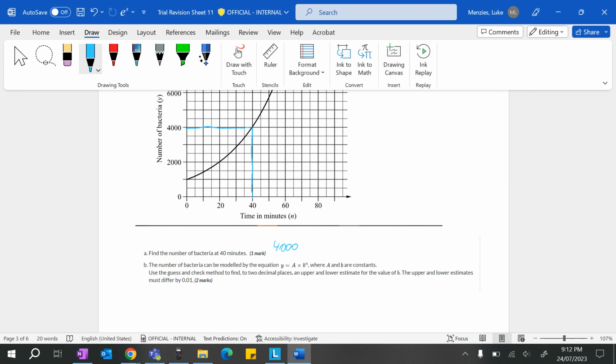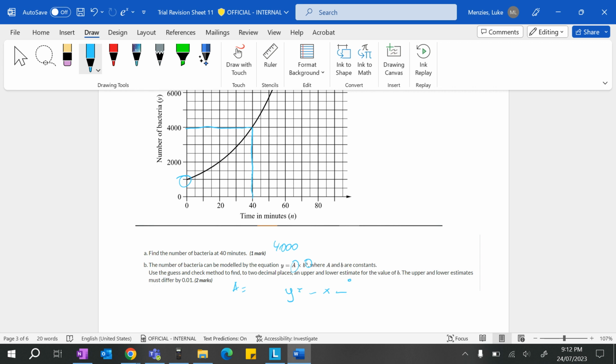So what it's saying, things you need to know: the A and the N. When we set N to 0, which is over here, we have to know what value we get. And it tells us 1,000. So we're going to say that A is equal to 1,000, because when I put Y is equal to A multiplied by some number to the power of 0.